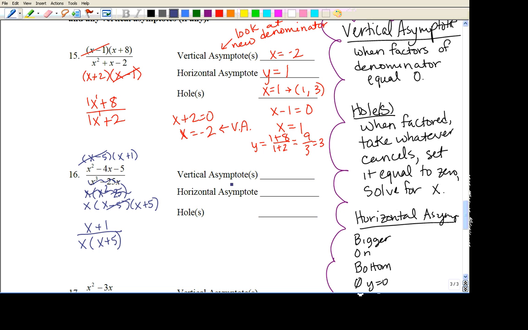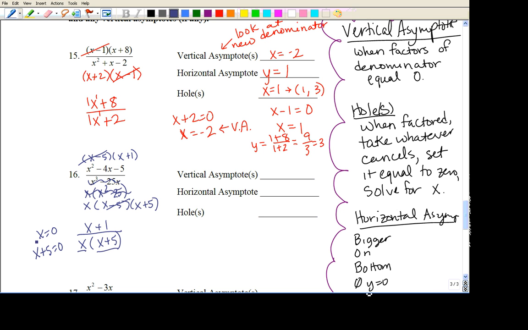So for the vertical asymptotes, we're going to look at the new denominator and look at each factor and what x value would make each factor 0. So if I have this as one of them, I'd have x equals 0, and I'd have the x plus 5 equals 0.